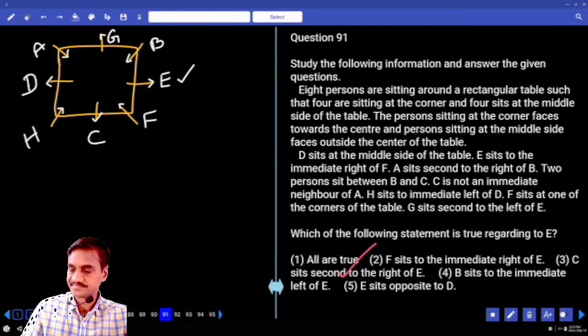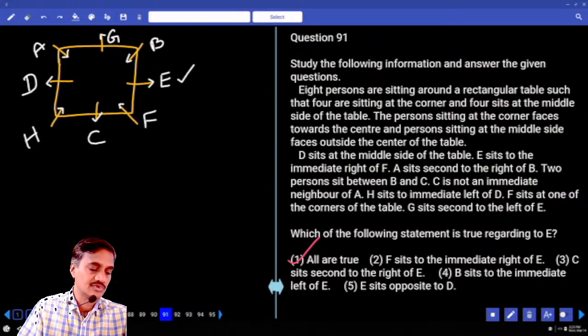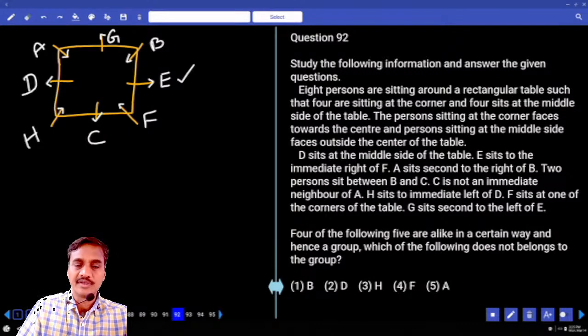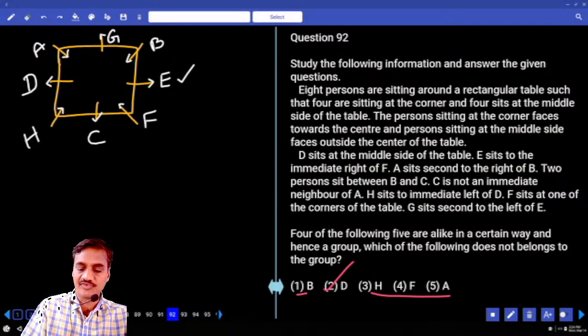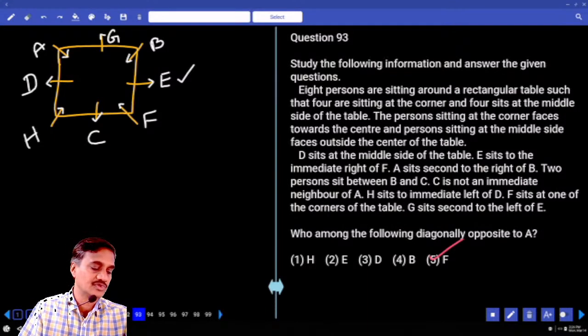Then 91: which of the following statements is true regarding E? F sits to the immediate right of E, definitely true. C sits second to the right of E is also true. Hence all are true, choice 1, question number 91. Then 92: B, F, H, A are the 4 persons at the corners and D is at the center. Except D, the remaining 4 are at the corners, so choice 2, question 92. 93: who is diagonally opposite to A? F, choice 5, question number 93.